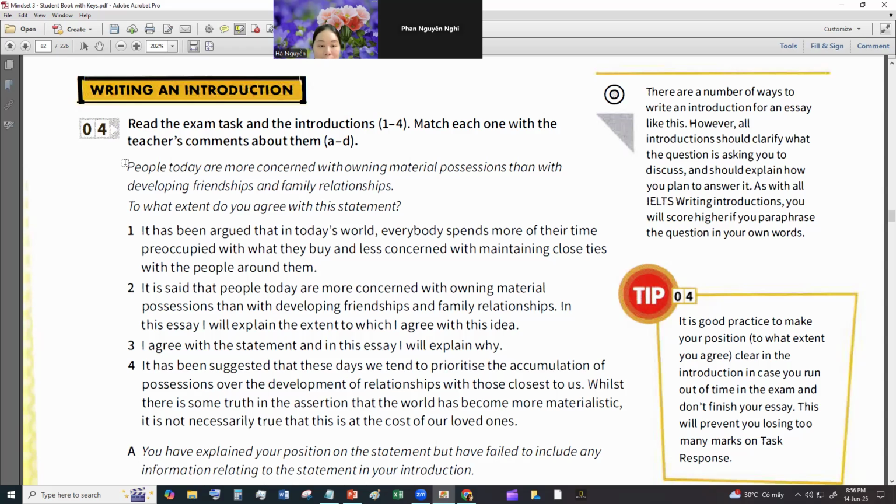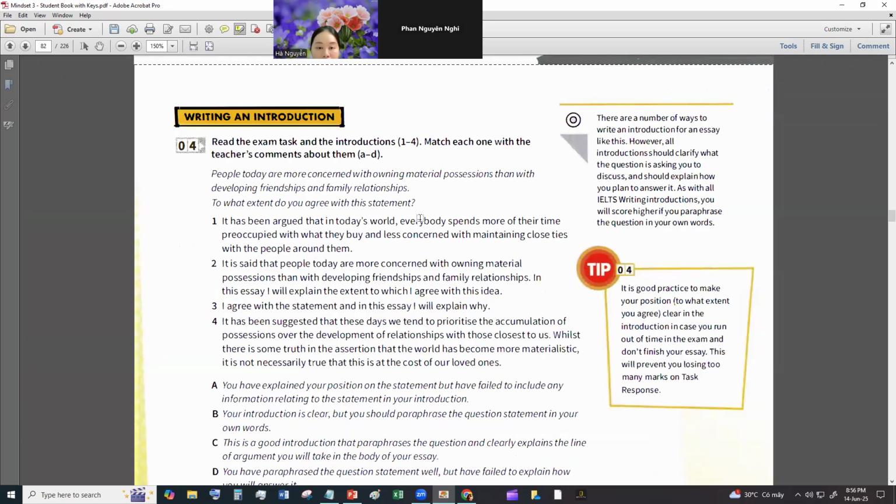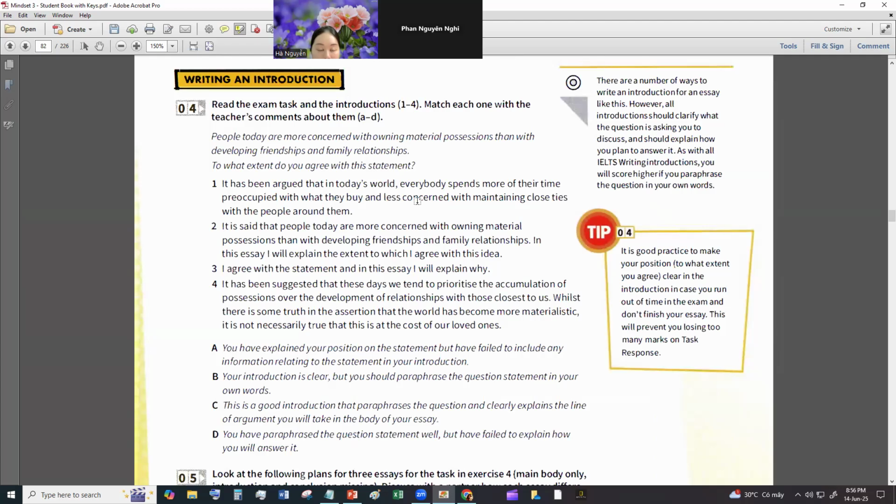Okay, so let's have a look at this task. People today are more concerned with owning material possessions than with developing friendships and family relationships. To what extent do you agree with this statement? Okay, so we know that an introduction needs to have an overview, a background and a plan, right? Now I'd like you to look at introductions 1, 2, 3, 4, and match them with the teacher's comments A, B, C, D, please.